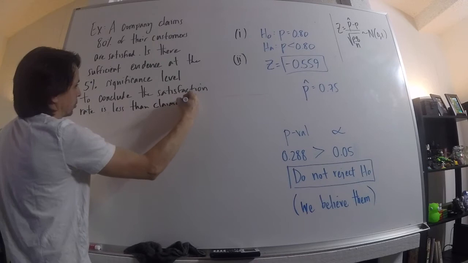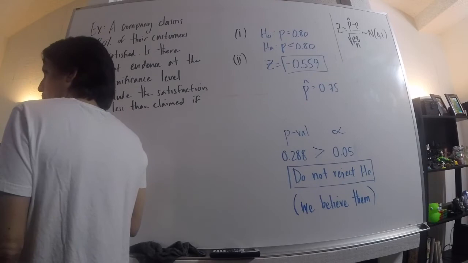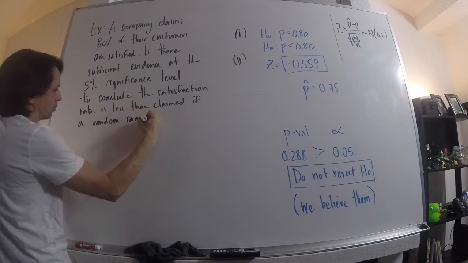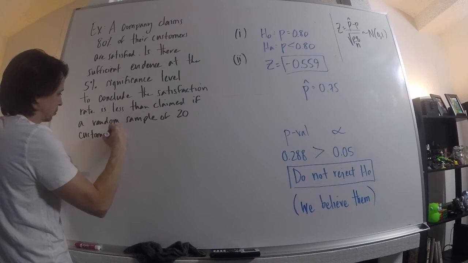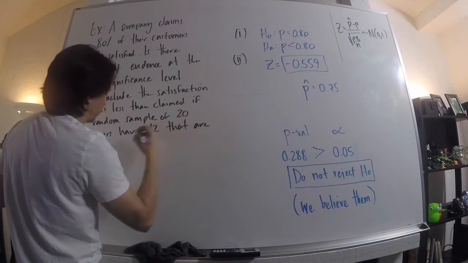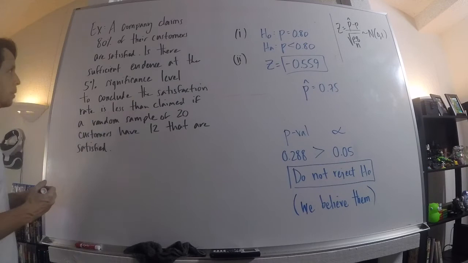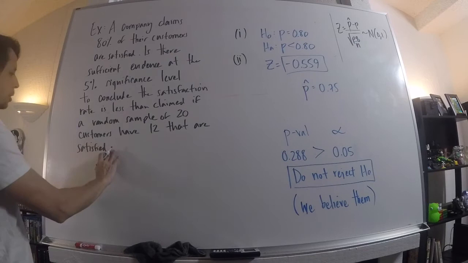If a random sample of 20 customers have 12 that are satisfied. Okay, so all the information that we need is in this problem. Did I word it correctly? Well, kind of a long run-on sentence, but you get the idea. Okay.